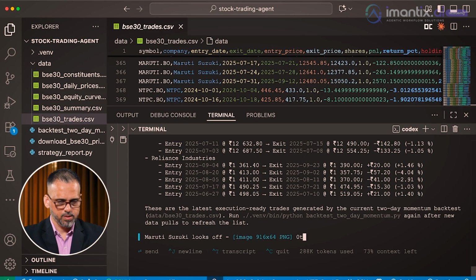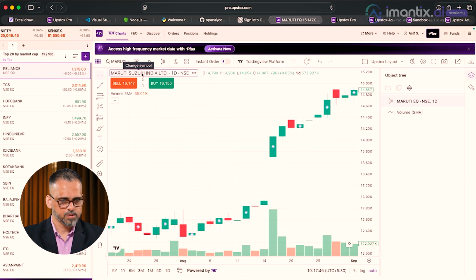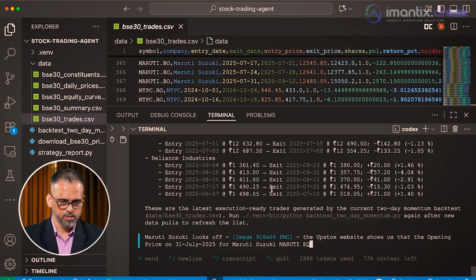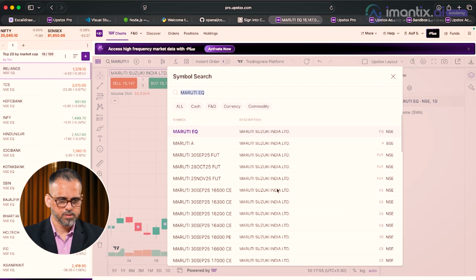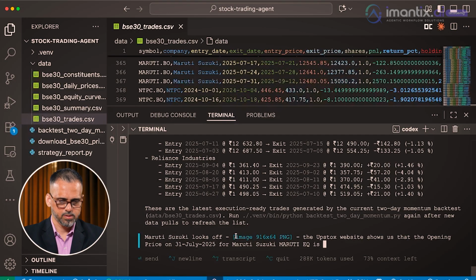looks off. The Upstox website shows us 12506 as the opening price on 31st of July 2025 for Maruti Suzuki, and let me just verify that it is the same symbol. 12506.